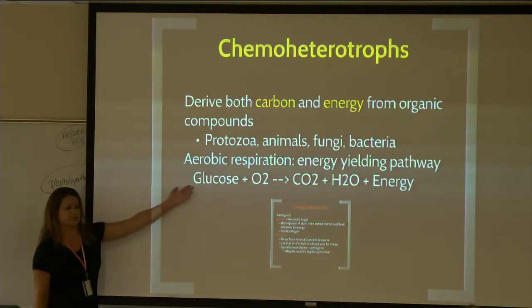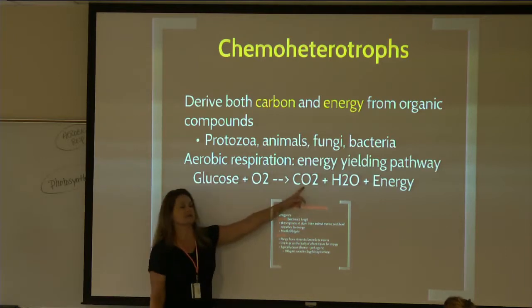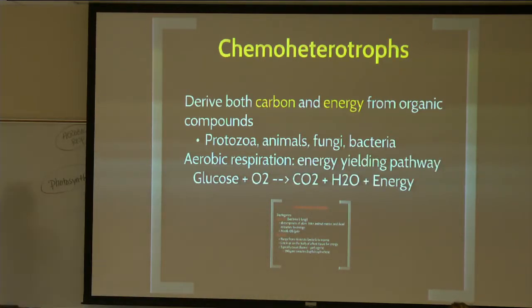And here we see aerobic respiration, which we already wrote on the board. Your glucose and your oxygen are going to yield your carbon dioxide, your water, and of course your ATP. So again, if you're given the term chemoheterotroph on the exam, you need to tell me what the energy source is and what the carbon source is. And that goes for each group we just mentioned.